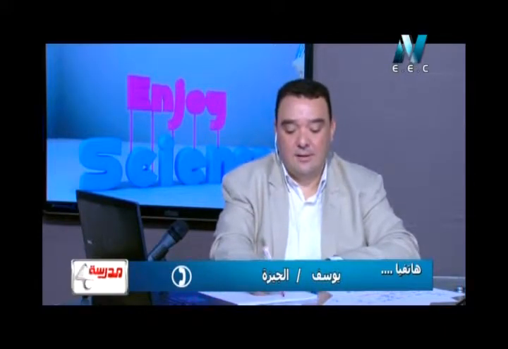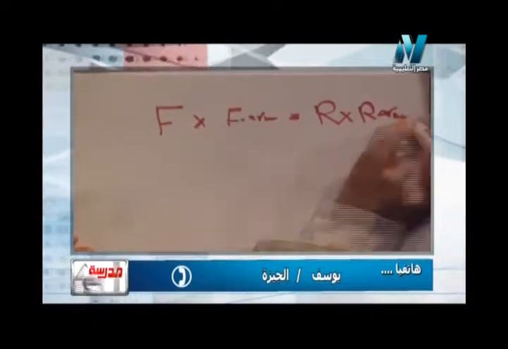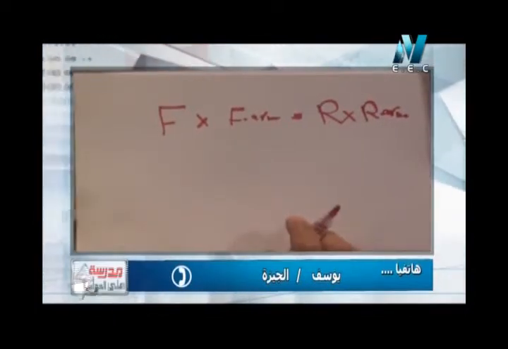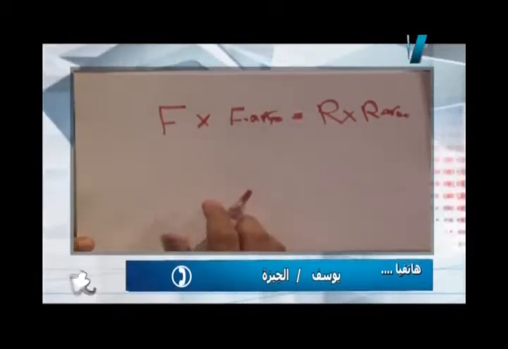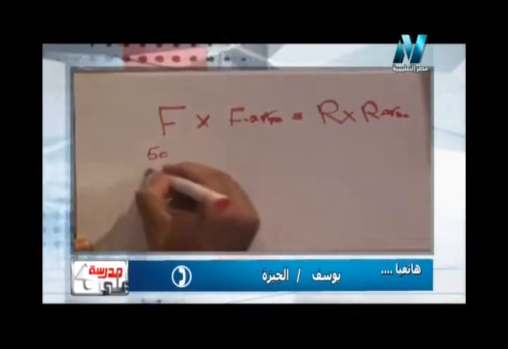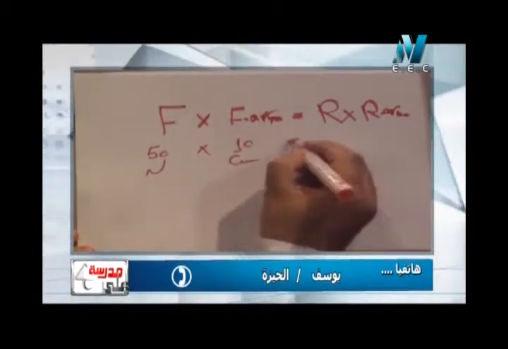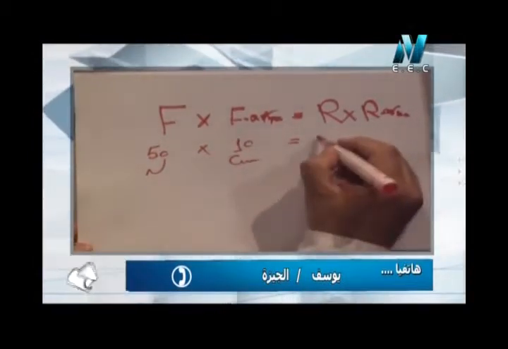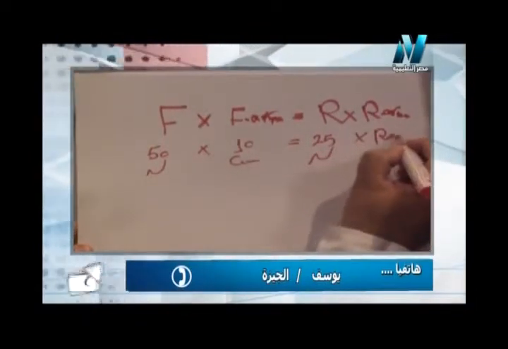Effort force by its arm equals resistance by resistance arm. So, Yusuf, if effort force equals 50 Newton, and effort force arm equals 10 centimeter, and the resistance is 25 Newton, you can calculate the resistance arm.